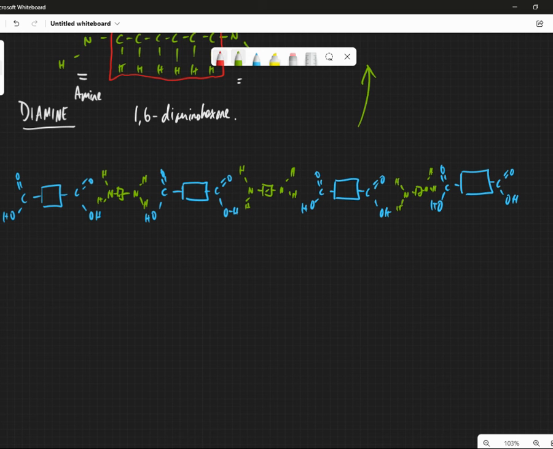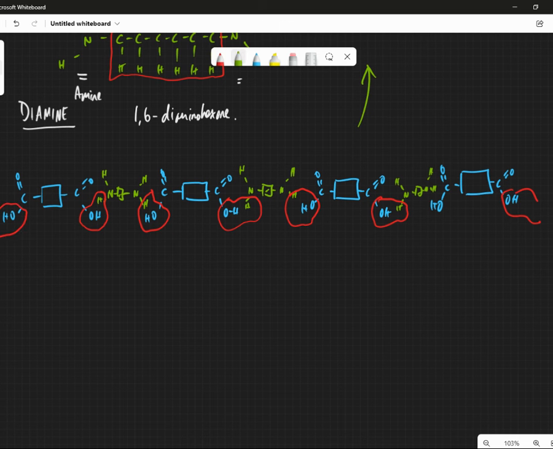Same thing's going to happen. You're going to get a condensation reaction. The OH from the carboxylic acid and the H from the amine are going to come off. It's going to happen here, here, here, and here. It's going to happen here, obviously, but I haven't drawn that one. And it's going to happen here, and I haven't drawn that one.